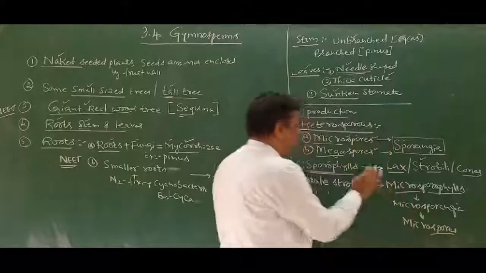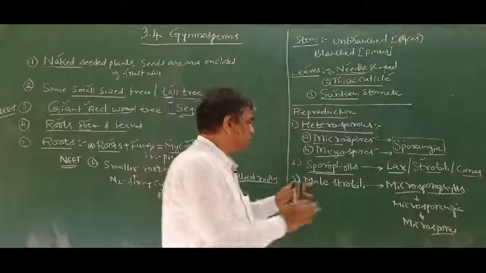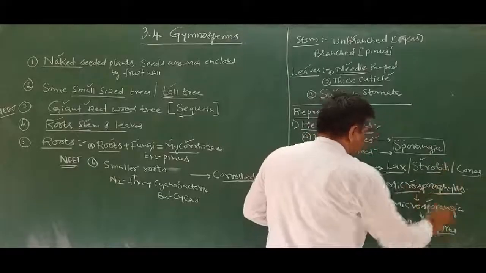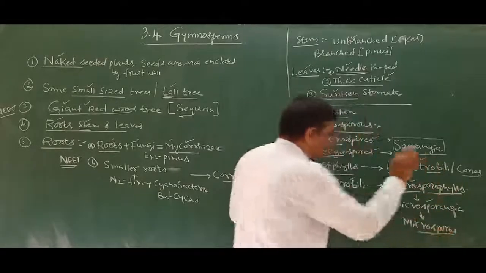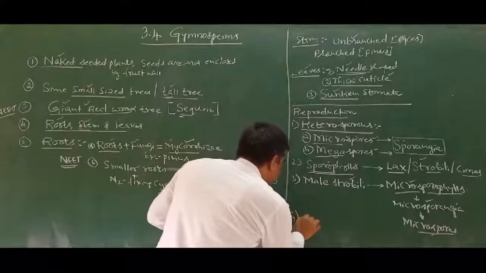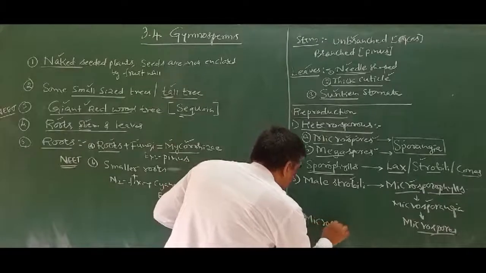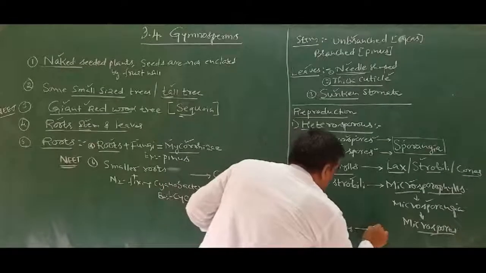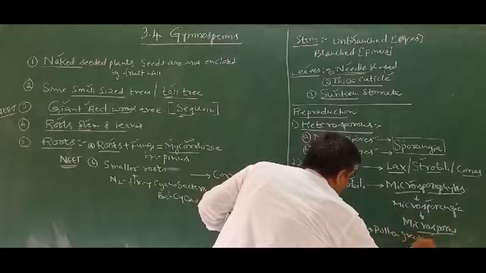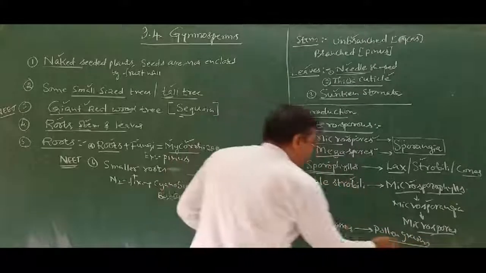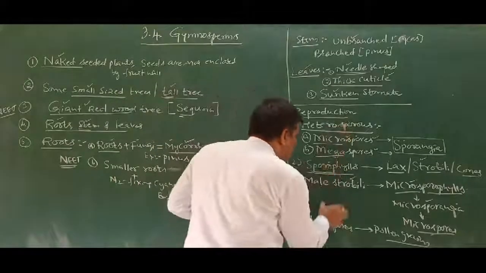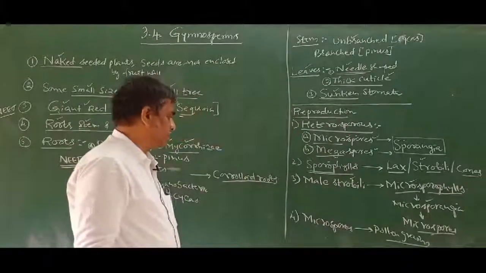So this is the composition of this male cone. The male cone is made up of microsporophylls. Microsporophylls have microsporangia. Microsporangia contain microspores. These microspores later develop into a highly reduced structure known as pollen grains. These pollen grains contain the male gamete. So this is all regarding how the male cone is produced.